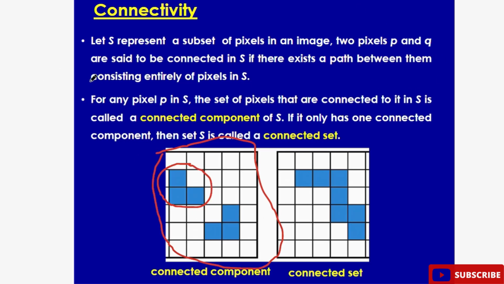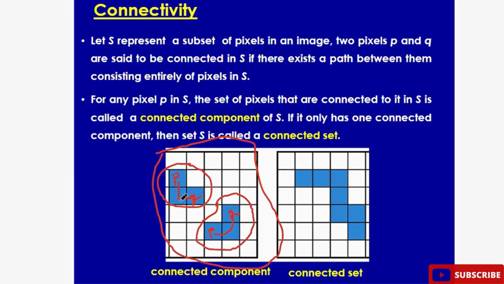Two pixels P and Q are said to be connected in S if there exists a path between them consisting entirely of pixels in S. Let us take this as P and this as Q. There is a path. So you can say, yes, in S, P and Q are connected. Same here, you can take another subset S. Take this as P and this as Q. So there is a path. Hence these two pixels are said to be connected.